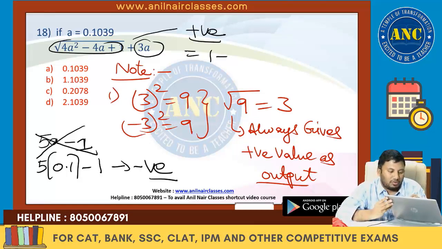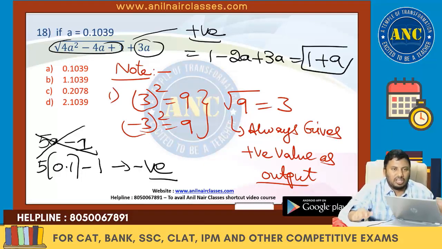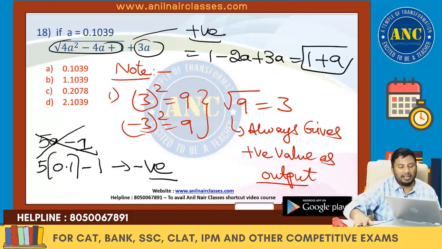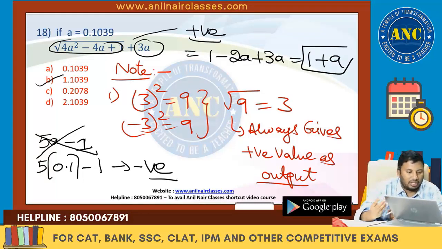So this is 1 minus 2a plus 3a, which is 1 plus a. I hope the idea is clear. 1.1031, 1.1039. I hope it is clear, right?